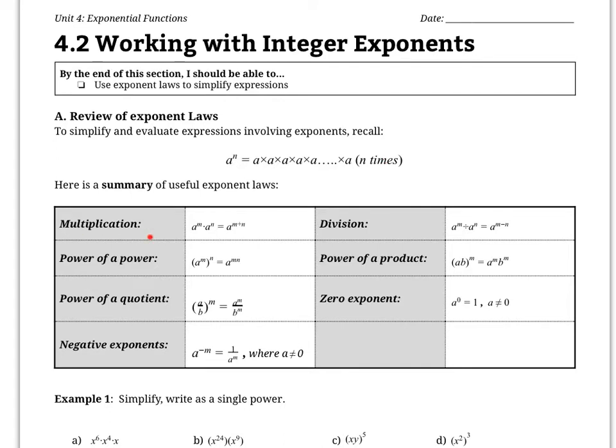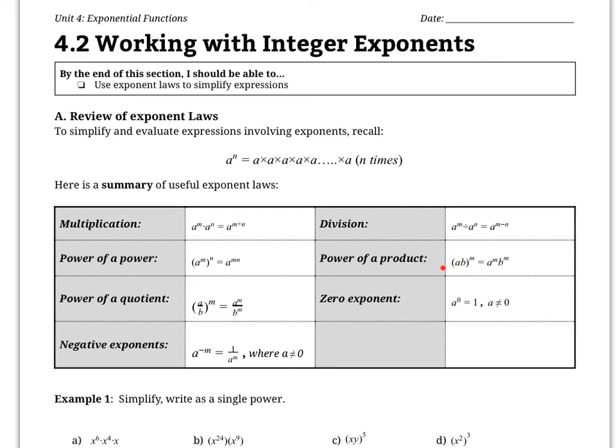So the multiplication law states that if we're multiplying two numbers with the same base, all we have to do is add the exponents to simplify it. And similarly, when we're dividing two terms with the same base, all we do with the exponent is just subtract it. Next, we have a power rule. So if we have a to the power of m, all to the power of n, those powers just multiply against each other, and we get a to the power of m times n.